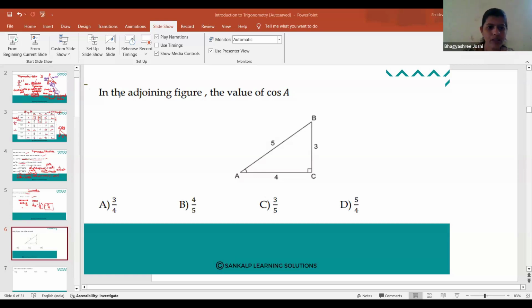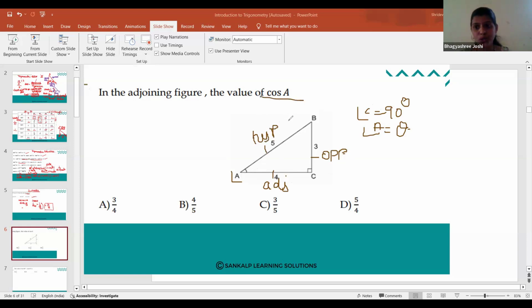So, in the adjoining figure, the value of cos A we want. See, our angle is at A. And angle C is 90 degrees, and angle A is our theta, right? So now the side opposite to theta is the opposite side, and this is the adjacent side and this is the hypotenuse, right?